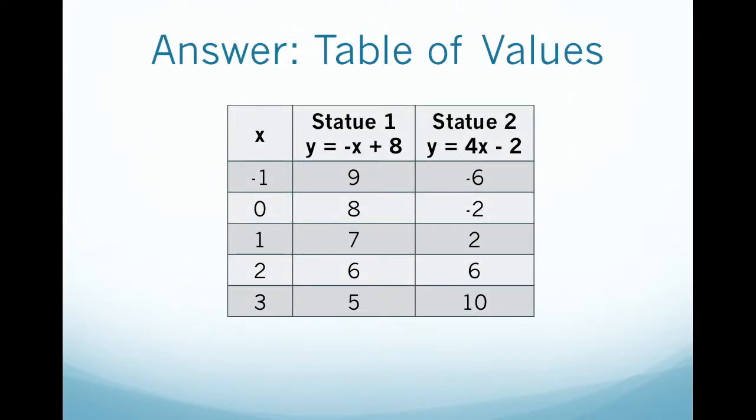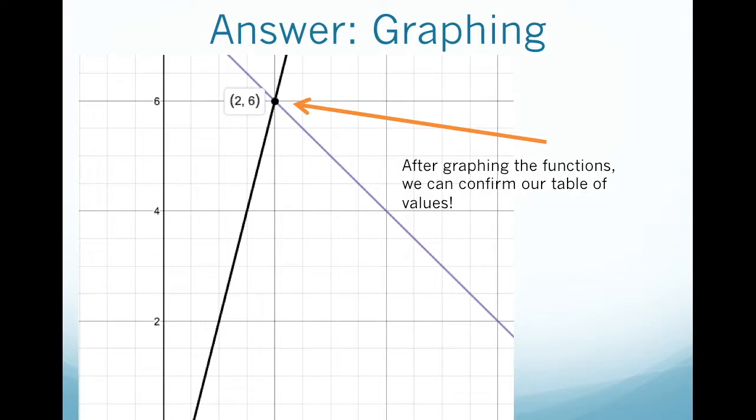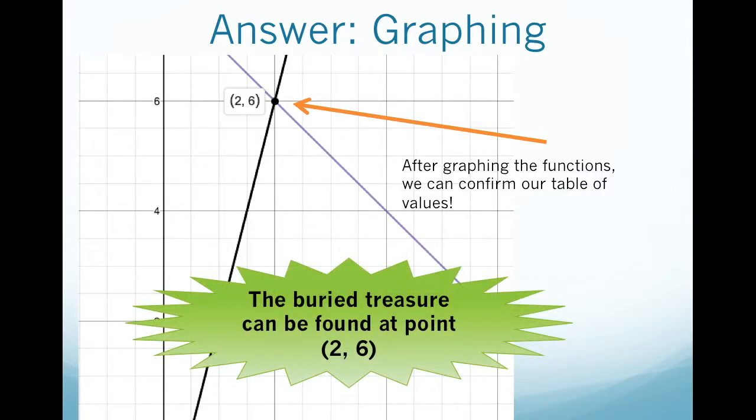If we do a table of values, you'll notice, if you did this correctly, that at x is 2, you have the same y's here. So this is our first indicator. And if we graph it, you'll also see that they meet at the point 2, 6. Remember that this is called the point of intersection. So after doing our table and after graphing it, we can conclude that the buried treasure can be found at point 2, 6.